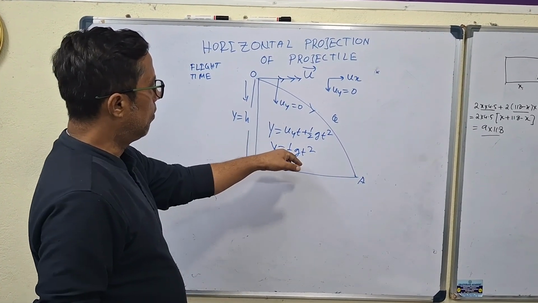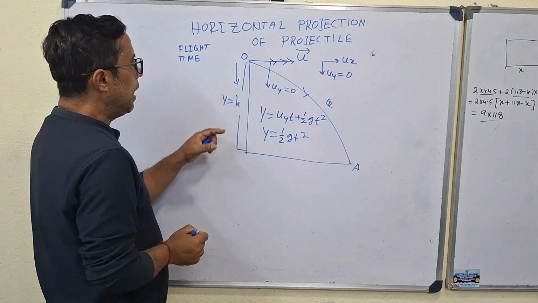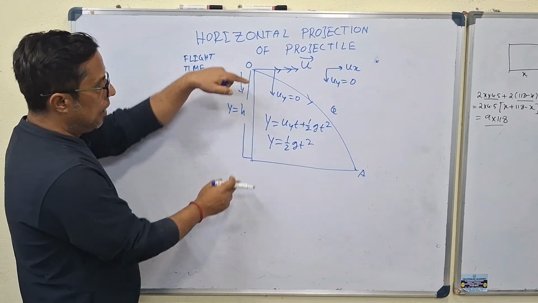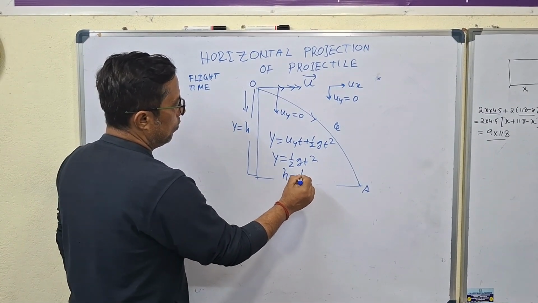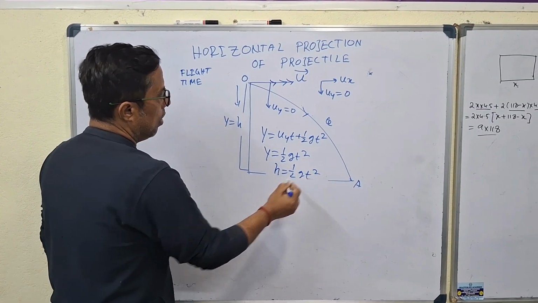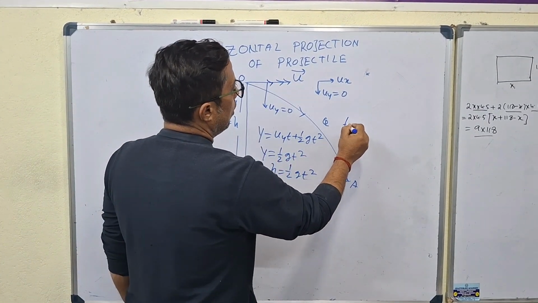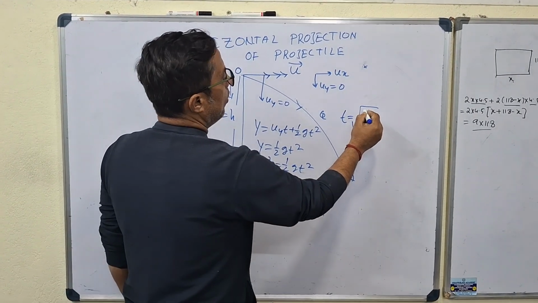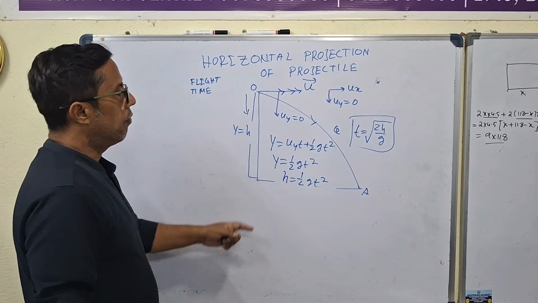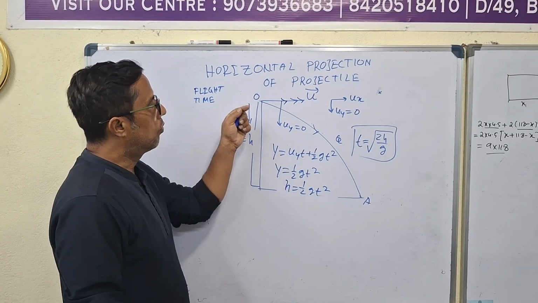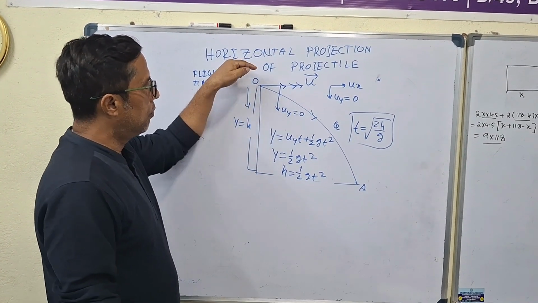Now we have to get the value of t. So y will be h here, because if we take this height as h, it will be h is equal to half g t square. So t will be equal to root over of 2h by g. So this will be the time of flight for an object thrown in a horizontal direction from the height of a tower.